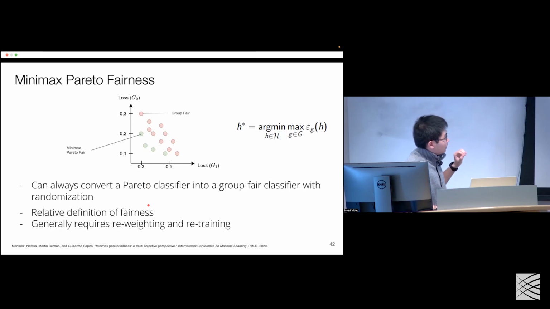And finally, unlike group fairness, which we saw can be achieved with simple thresholding, this requires some reweighting and retraining. So achieving this fairness metric is a bit more complex. Any questions about the technical?